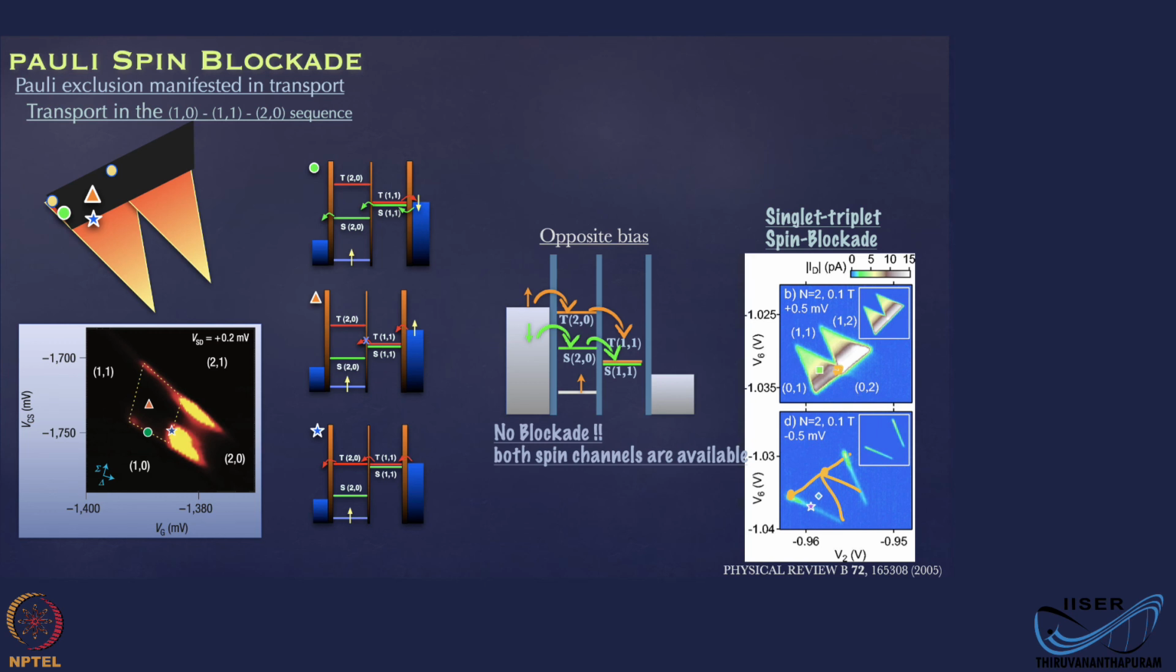So in one direction you have no blockade, current is flowing through the system. In the other direction you have transport blocked because of the Pauli exclusion principle. This is in a different material system. And in summary, what you are seeing here is the Pauli selection rule applied to the transport system, okay.